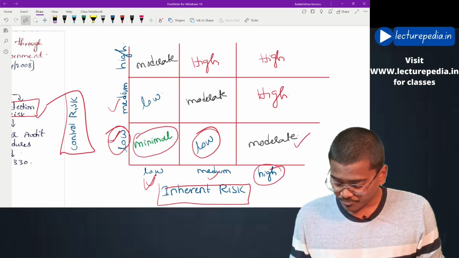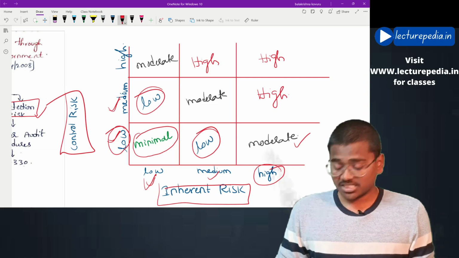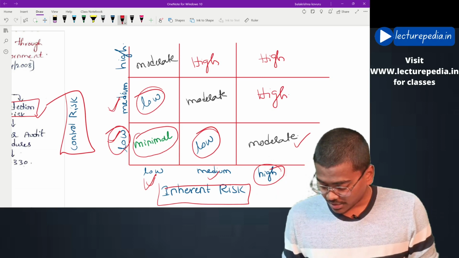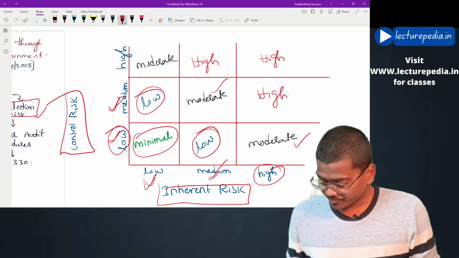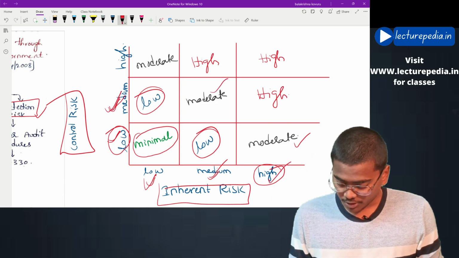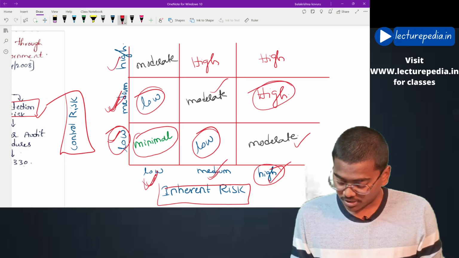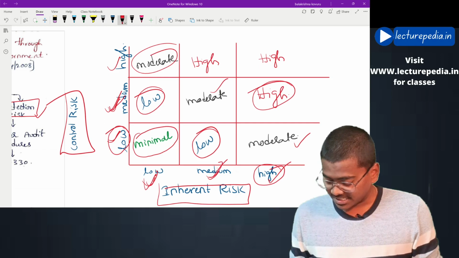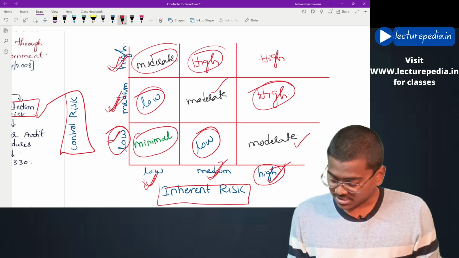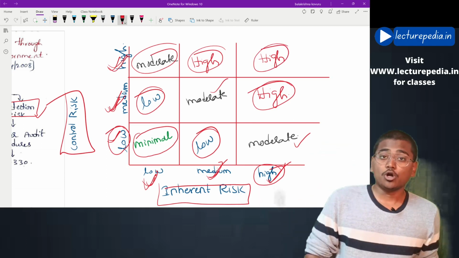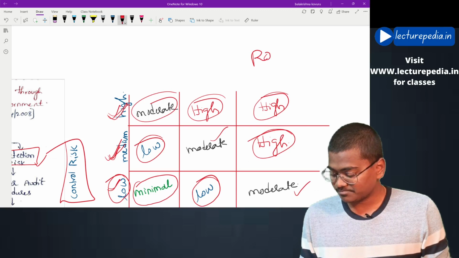Inherent risk is low and control risk is medium. Then risk of material misstatement is low, and inherent risk medium, control risk medium, moderate. Inherent risk high, control risk medium, high. Next, inherent risk low, control risk high, moderate. Inherent risk medium, control risk high, high. Inherent risk high, control risk high, high. This is how auditor will determine the risk of material misstatement.